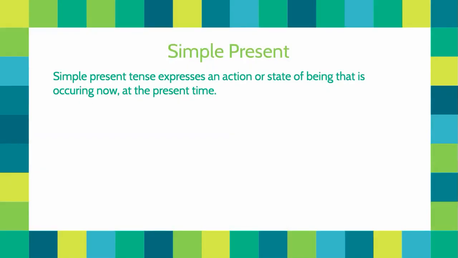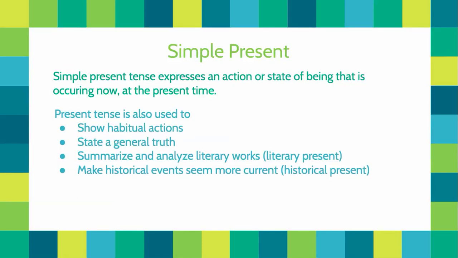So moving through the simple tenses, simple present is what's happening right now. We use present tense for a lot of different things in English. One is to show habitual action. It may not be happening right now, but it might be something that happens on a regular, consistent basis, but isn't a continuing action. We would use present tense to state a general truth.